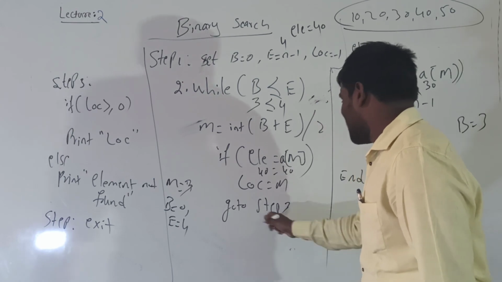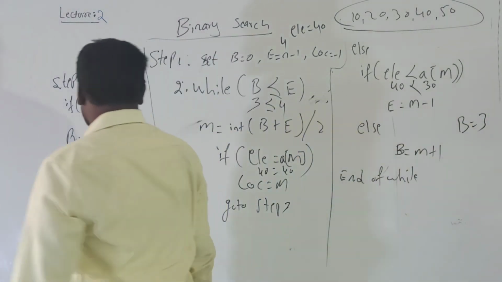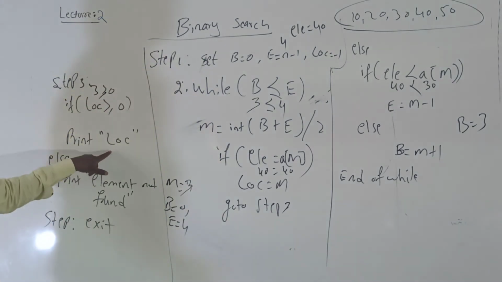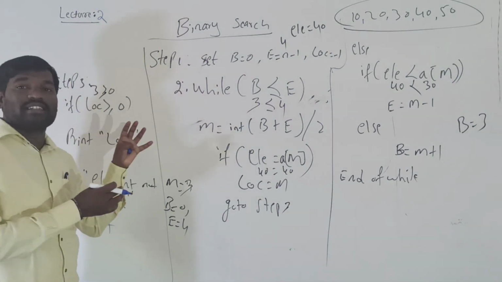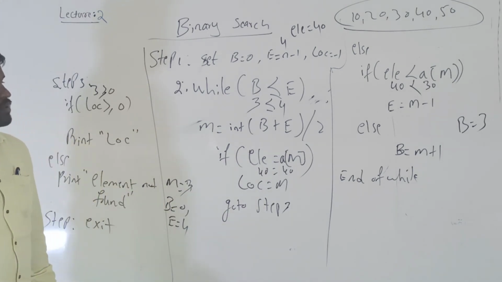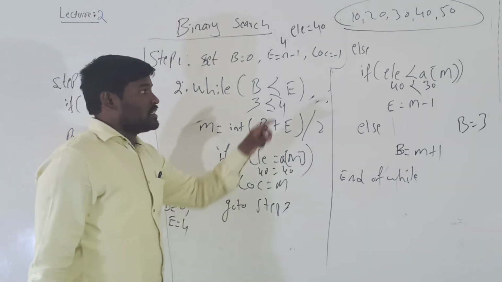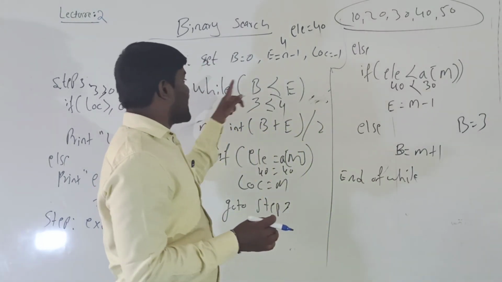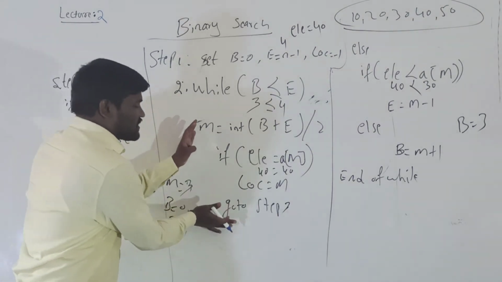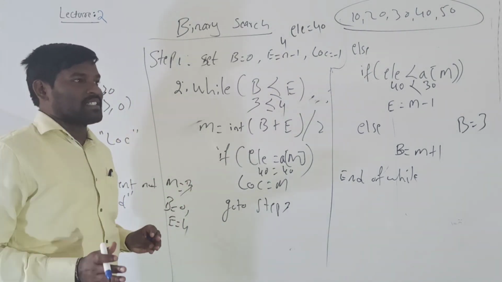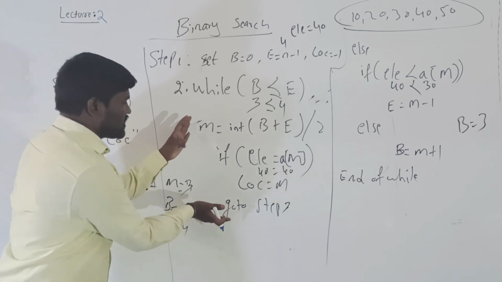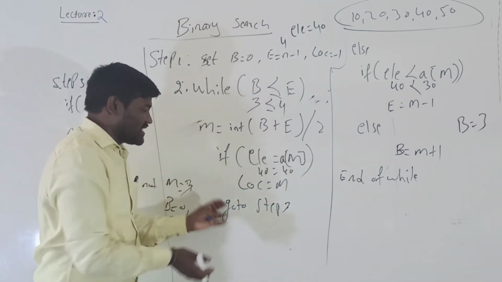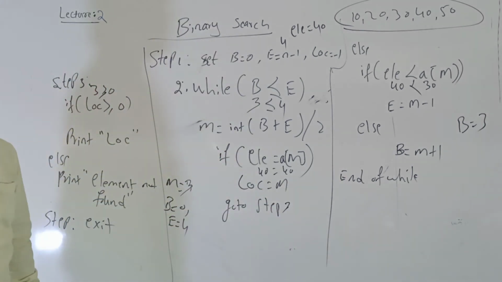Go to step 3. Location value is 3. 3 is greater than or equal to 0, so it will print the location. It means the element is present. One more thing we have to remember: here else if and else are only for adjusting the beginning and end values. If the element is present, only this condition will be satisfied, and after satisfying this condition, it will directly move to step 3.